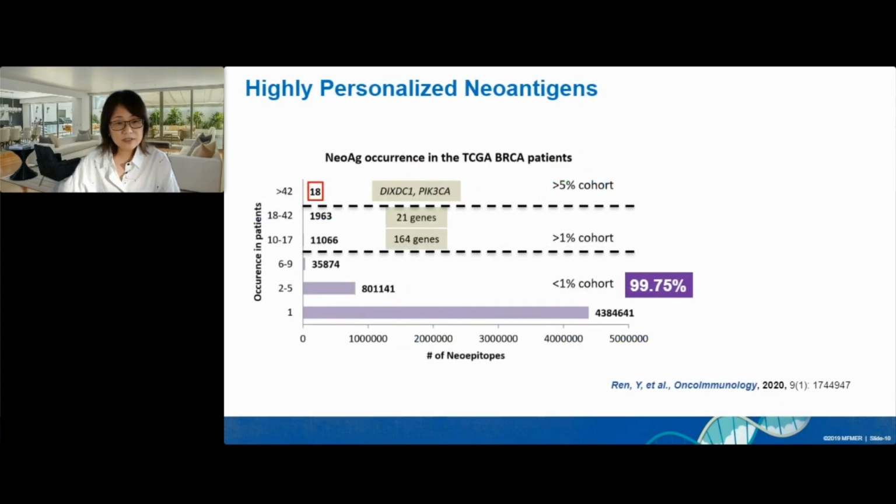Neoantigens are highly personalized, or patient private. For example, when we studied about 850 breast cancer patients, 99.75% of the neoantigens were only observed in either a single patient or less than 1% of the patients. And towards the top, only 18 neoantigens were shared by more than 5% of the patients. Our findings are consistent with previous reports in melanoma and other tumor types. Because of this, neoantigen-directed immunotherapy needs to be highly personalized as well.